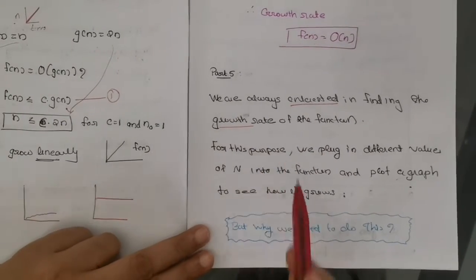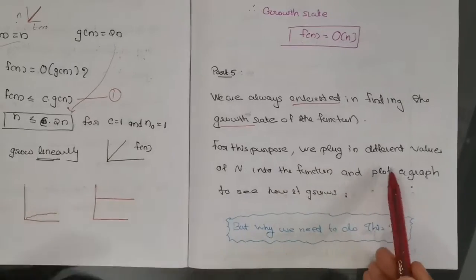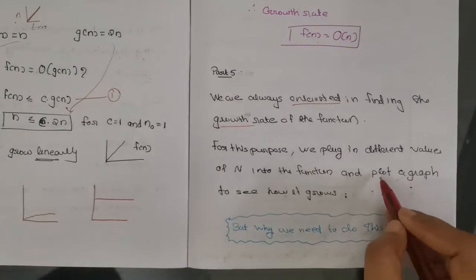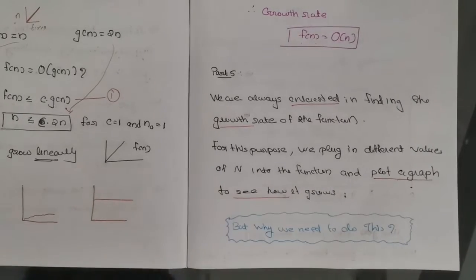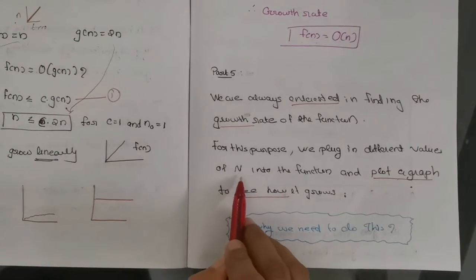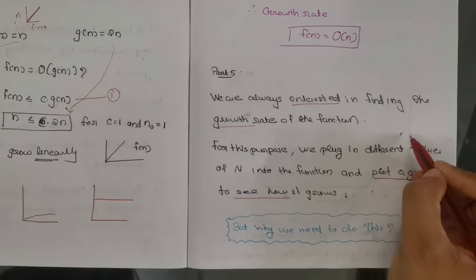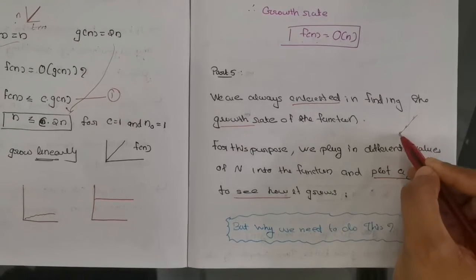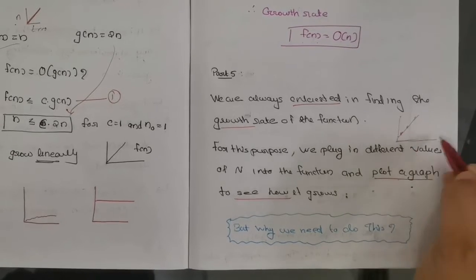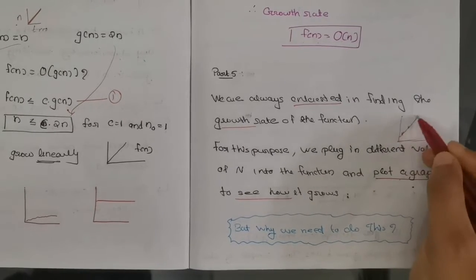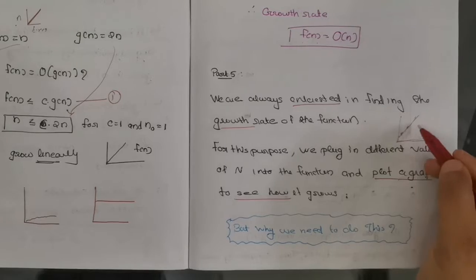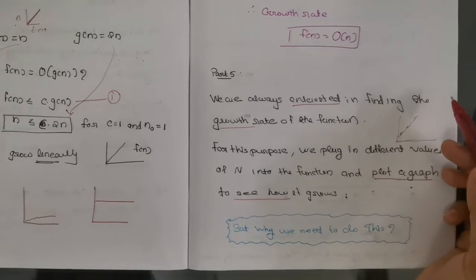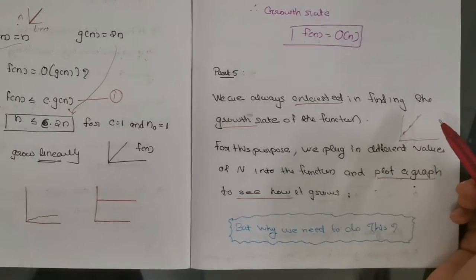For this purpose, normally we plug in different values of n into a function and plot a graph to see how it grows. For example, if the value equals 1, it will plot the first value. Then if it is 2, then this one, then 3. Then we connect these and we get a graph like this. So this is linear, right? That means the time increases linearly depending upon the number. That means the time complexity is increasing. It is a worst case.